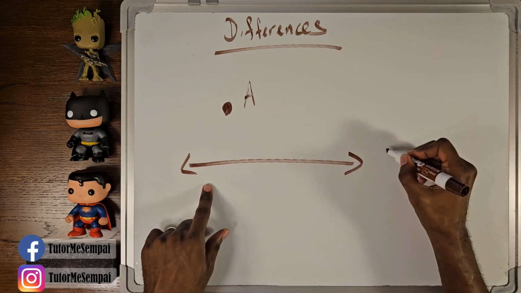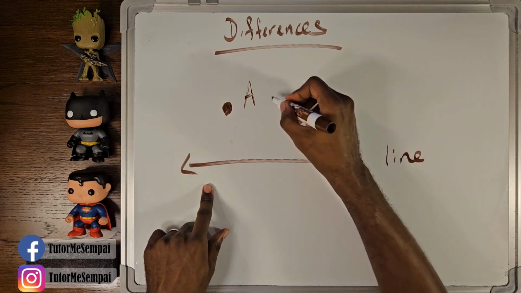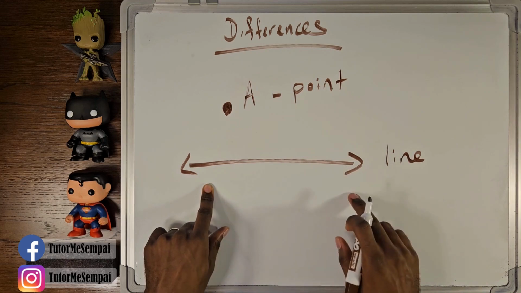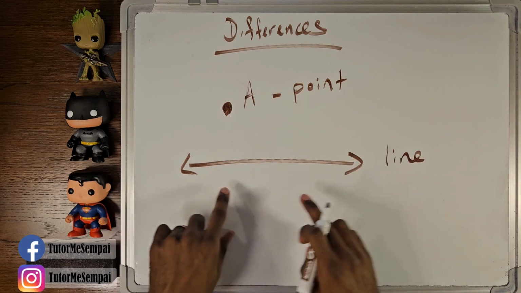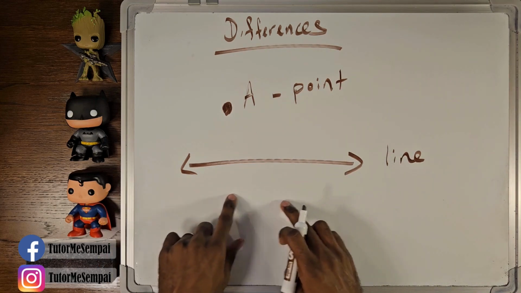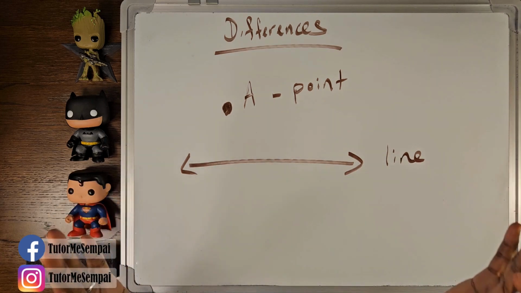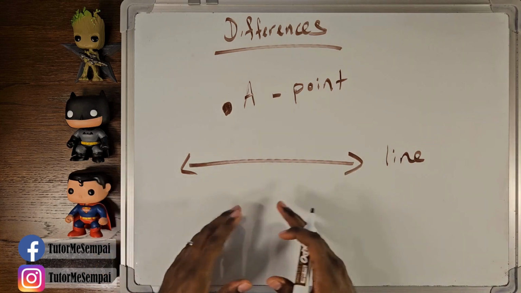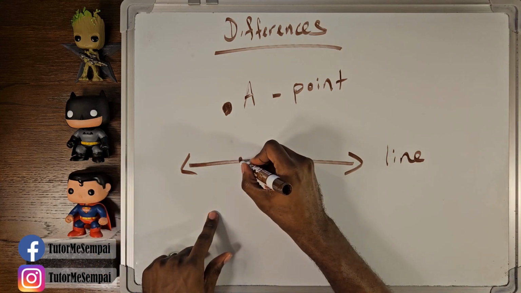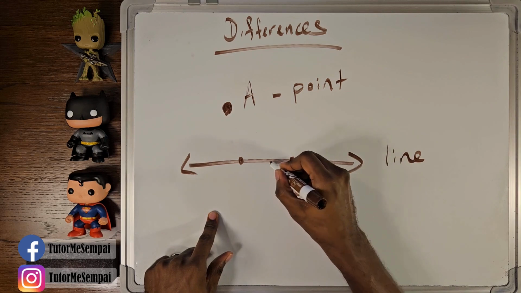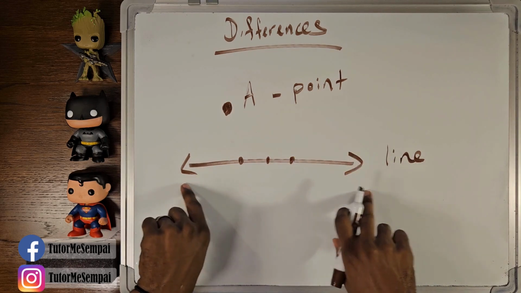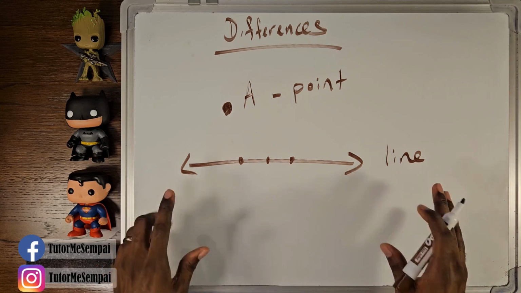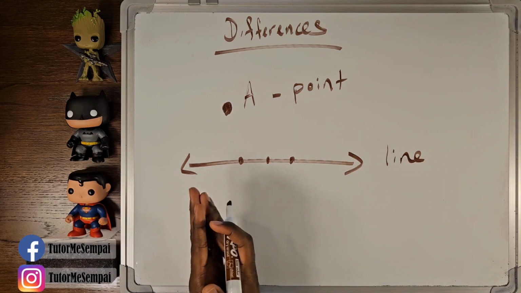So this is a line. This is a line, and this is a point. So that's a point. This is a line. It goes on forever and ever, never stopping. That is a line. Now, you can have a point or many points on a line, but no matter where your point is on this line, the ends are going to be going on forever and ever. That is what makes a line a line.